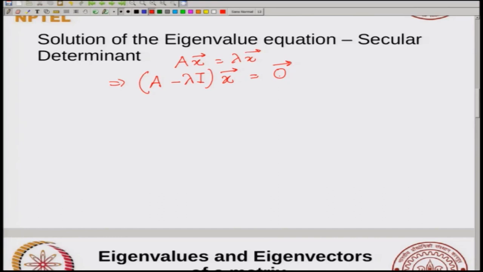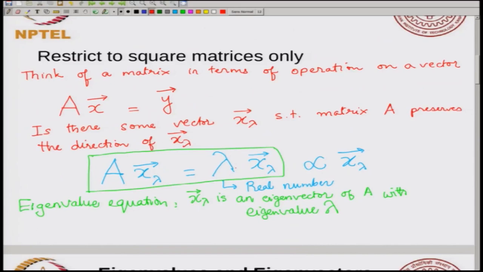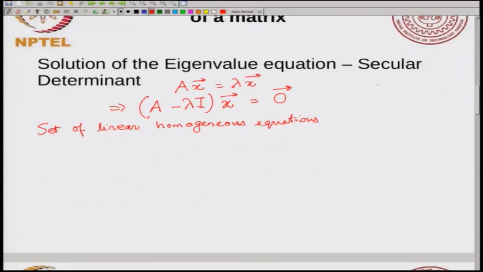I just rewrote it in a slightly different form, but the advantage of writing in this form is that now it looks like a set of linear homogeneous equations. If you remember, this looks like your set of linear equations where you had something like Ax equal to b. This was the general linear system that we had. Now in this case, what you have is something like Ax equal to 0. This kind of equation is called a homogeneous equation. So you have some matrix A. Instead of A, I have A minus lambda I in this case. But when it operates on x, you get the 0 vector. That means my system of equations looks like this.